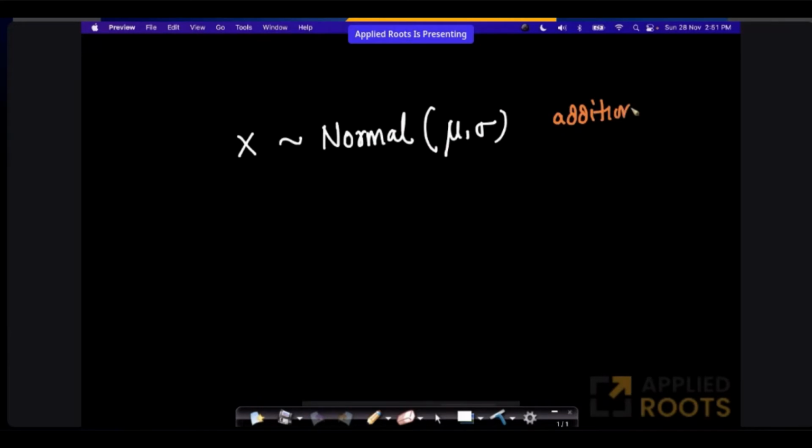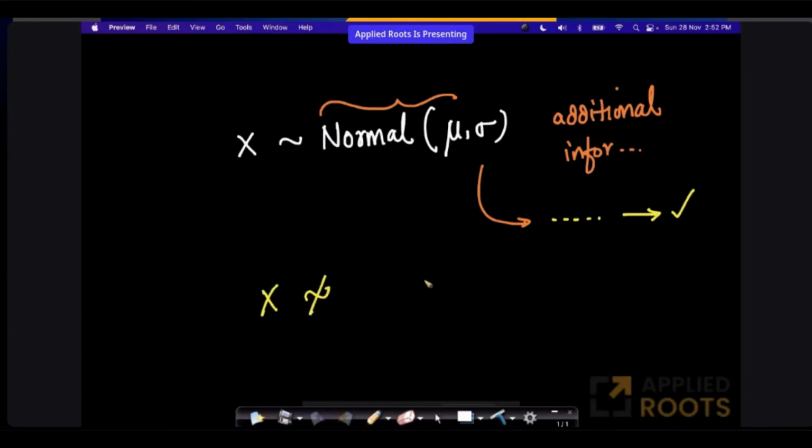This is extremely powerful. This is additional information given to me. If you don't have it... because something which is Gaussian or normally distributed has a bunch of phenomenally good properties. I can leverage all those properties to come up with better tests. If you say X, I don't know what distribution it belongs to, then I don't have this additional piece of information.